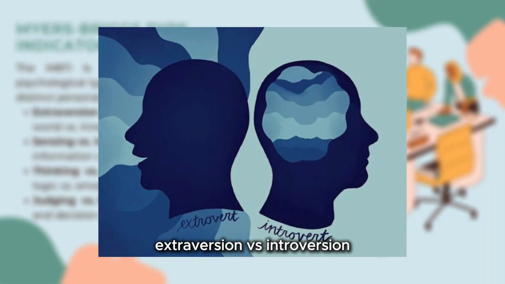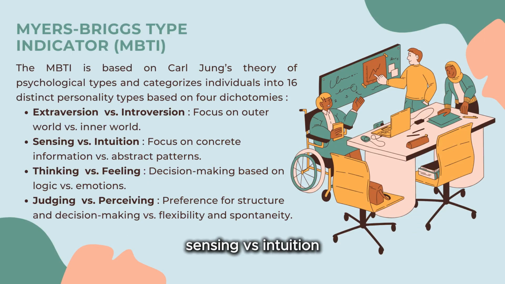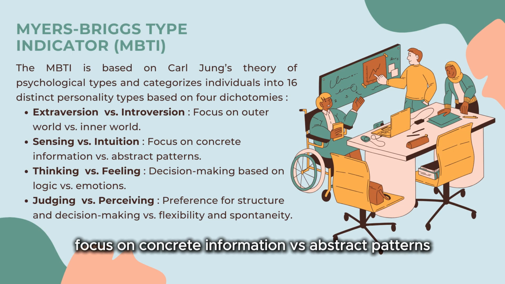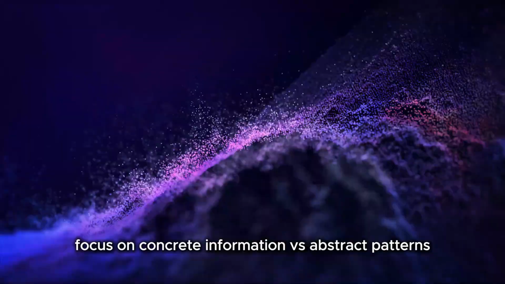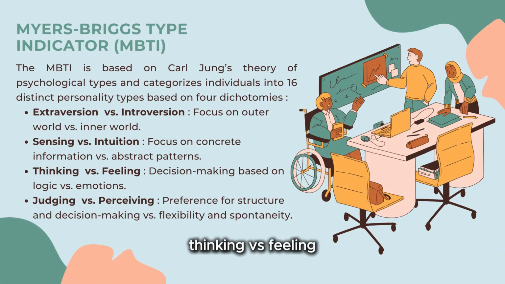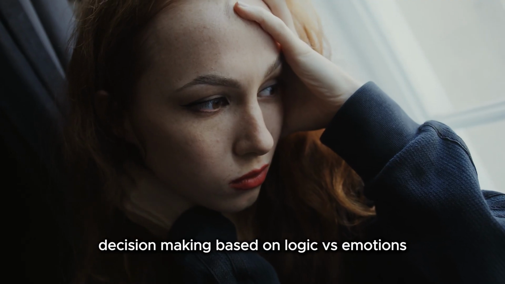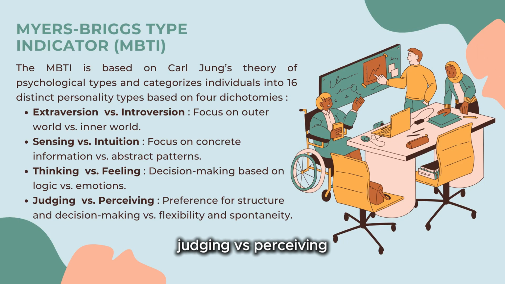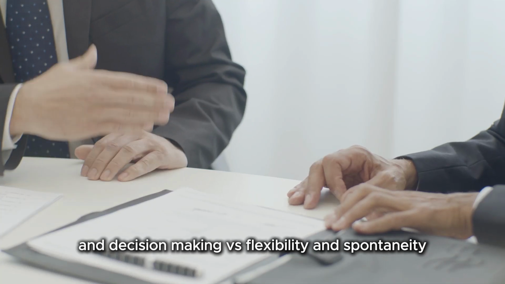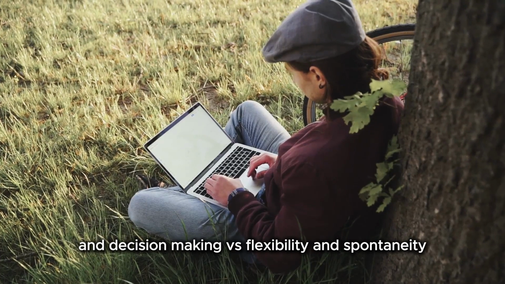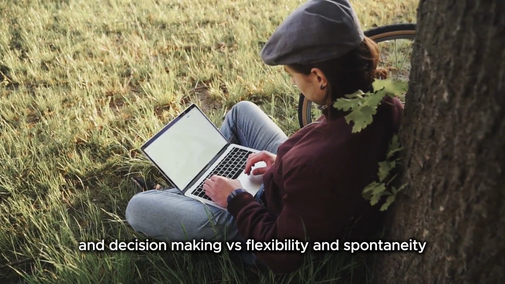Extraversion versus introversion: focus on outer world versus inner world. Sensing versus intuition: focus on concrete information versus abstract patterns. Thinking versus feeling: decision making based on logic versus emotions. Judging versus perceiving: preference for structure and decision making versus flexibility and spontaneity.